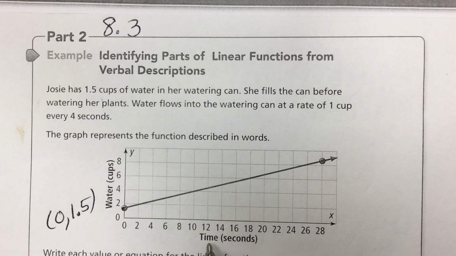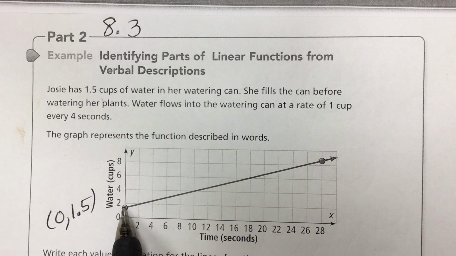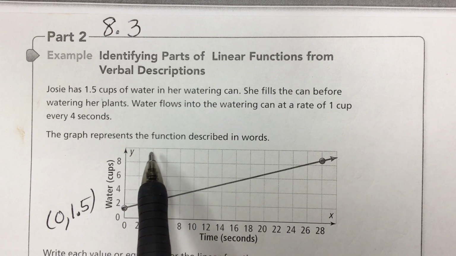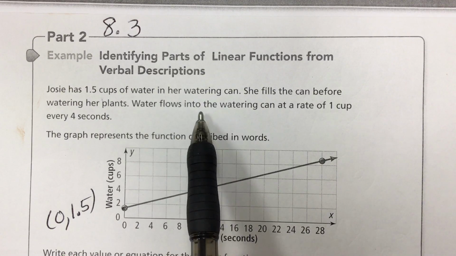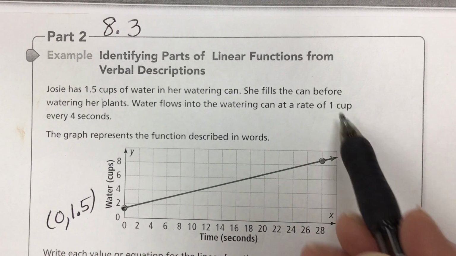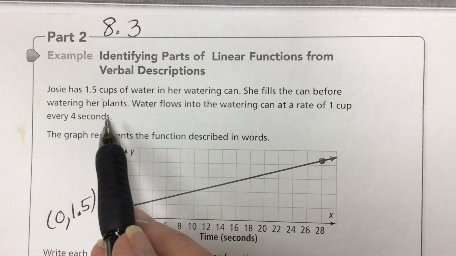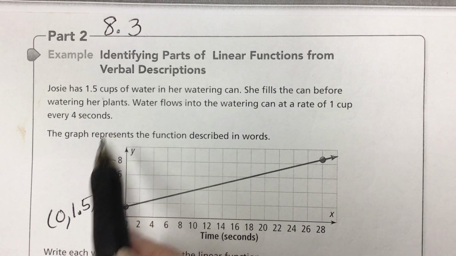The horizontal axis is time in seconds. The vertical axis is the water in cups. So we started out with 1.5 cups of water. And then she fills the can before watering her plants, and the water flows into the watering can at a rate of 1 cup every 4 seconds.